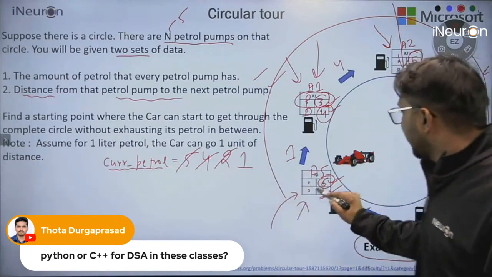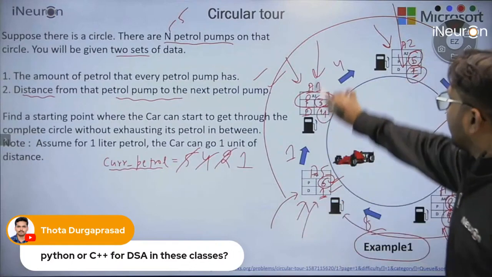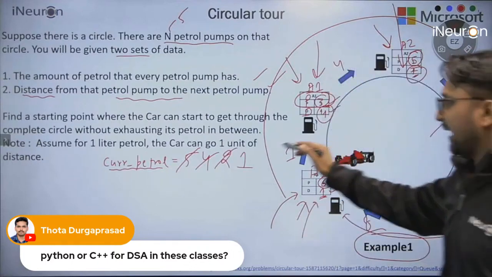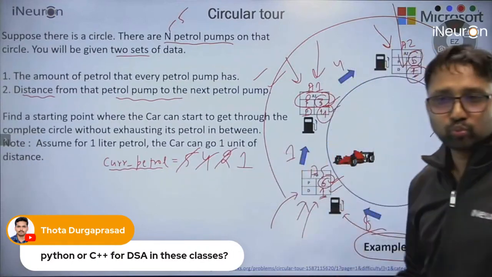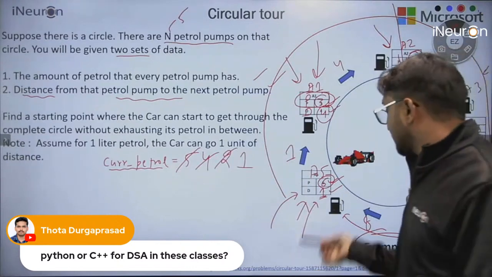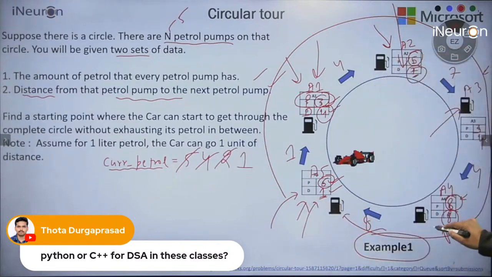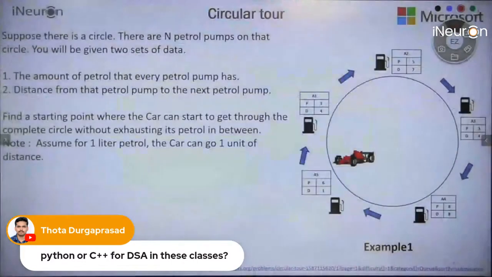So yes, if I start from A5, I can visit all the petrol pumps and I can come back to my first petrol pump. Yes, A5 is right. Actually, A4 is also right. People are replying A4. That is also right. Actually, both are right.